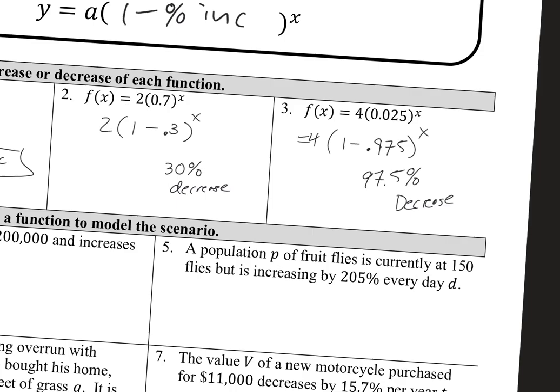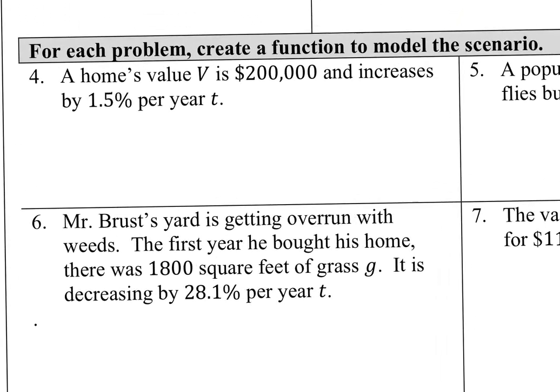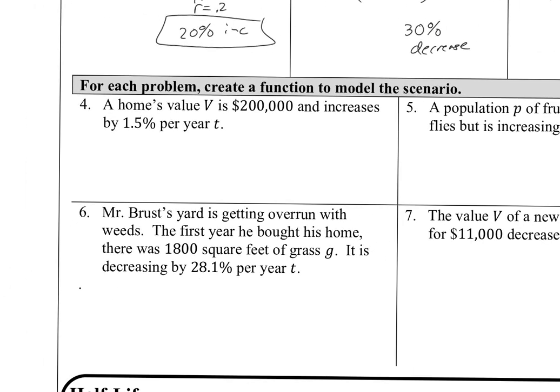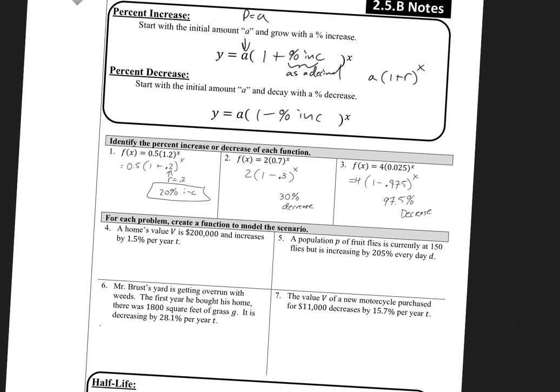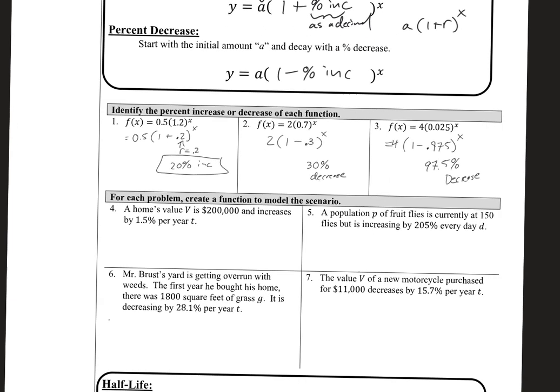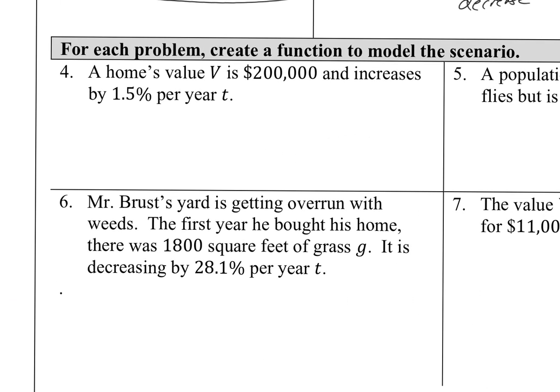All right, let's move on here. Got a couple of word problems here. It says create a function to model the scenario. So these are all going to be written in this format here. We might add, we might decrease, but that all just depends on the context of the problem. So a home value, V, is $200,000. Okay, so V equals $200,000.